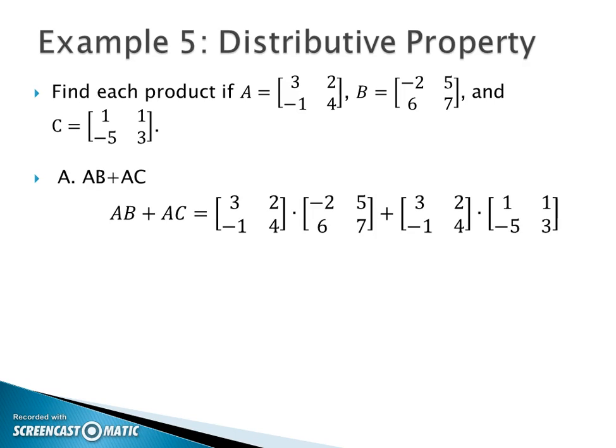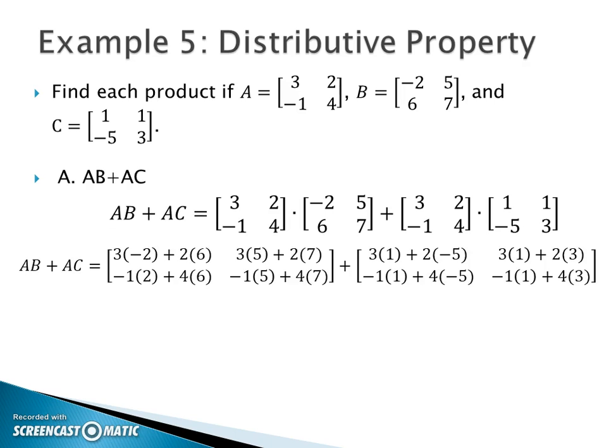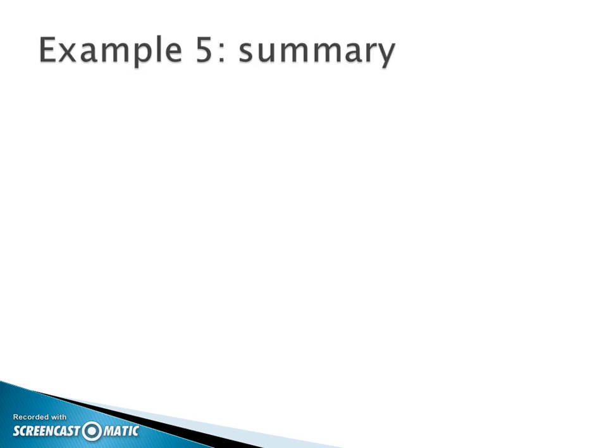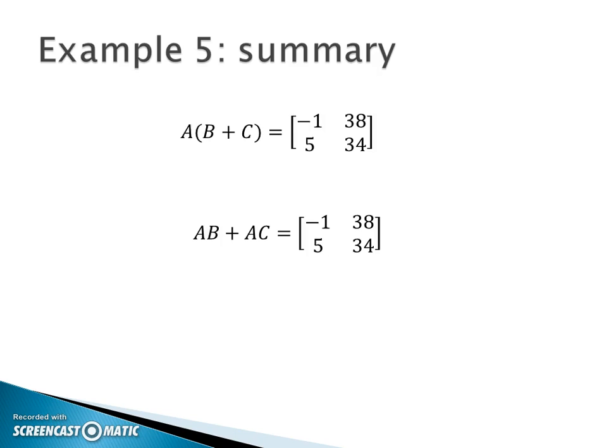So we're going to start by substituting those matrices in. We're going to multiply the columns by rows. Then we'll simplify, and we get 6, 29, 26, 23, plus negative 7, 9, negative 21, 11. And now we're going to add the corresponding elements. So we get negative 1, 38, 5, 34. Notice that in example 5, A times B plus C equals AB plus AC. This and other examples suggest that the distributive property is true for matrix multiplication.